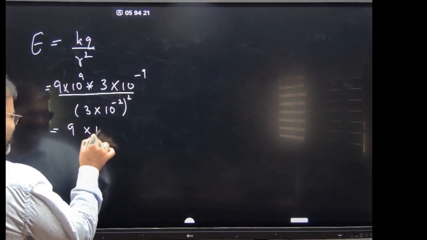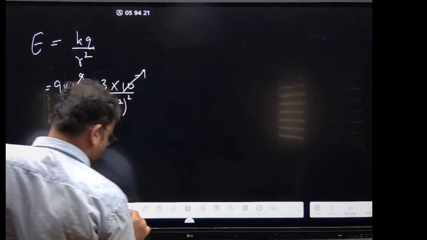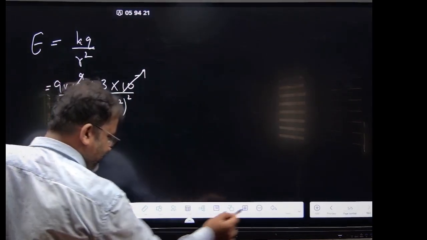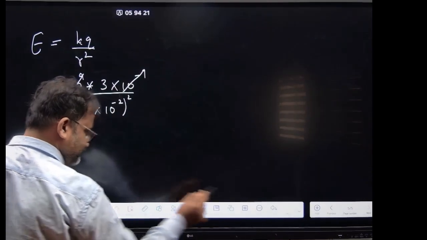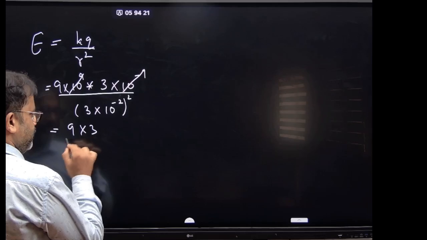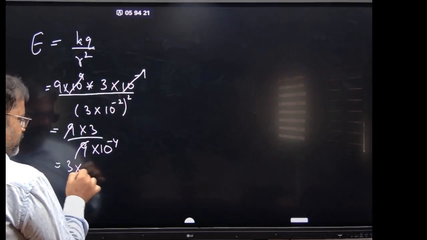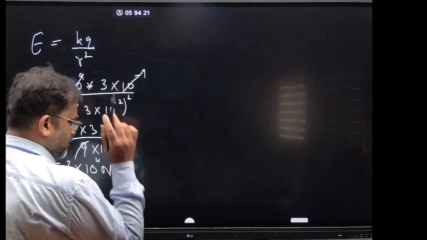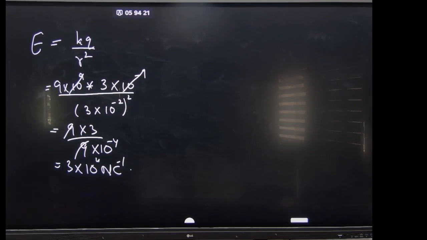So 10 to the power of 9, 10 to the power of minus 9 cancels. So what we can write now here is 9 into 3 divided by 9 into 10 to the power of minus 4. So this gets cancelled. So this is 3 into 10 to the power of 4 Newton per coulomb. So the right option is option 1. Verified. I may be wrong. Correct? Very good.